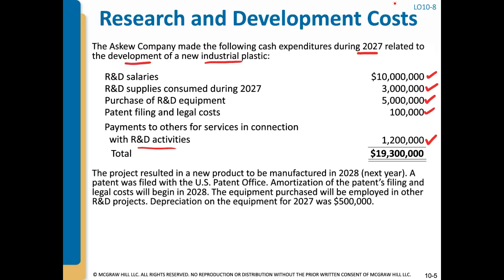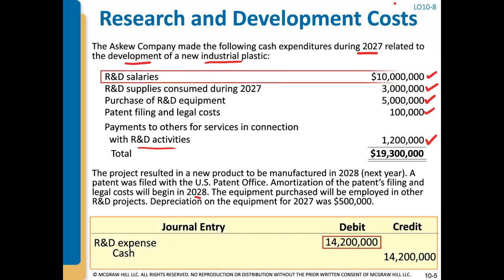It tells us that the project resulted in a new product to be manufactured in 2028, which is the following year. A patent was filed with the U.S. Patent Office. Amortization of the patent filing and legal costs will begin in 2028. The equipment purchased will be employed in other R&D projects, and depreciation on the equipment for 2027 was $500,000.